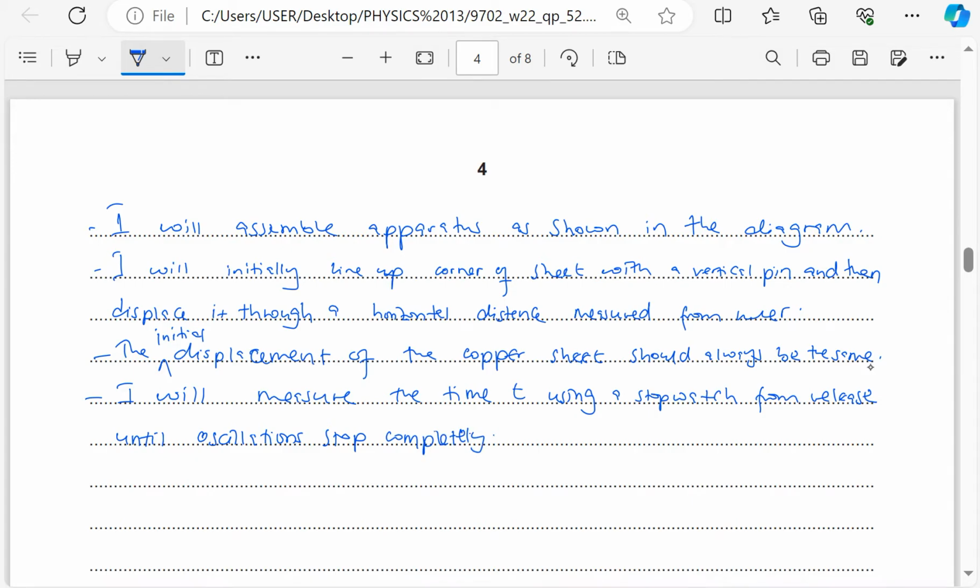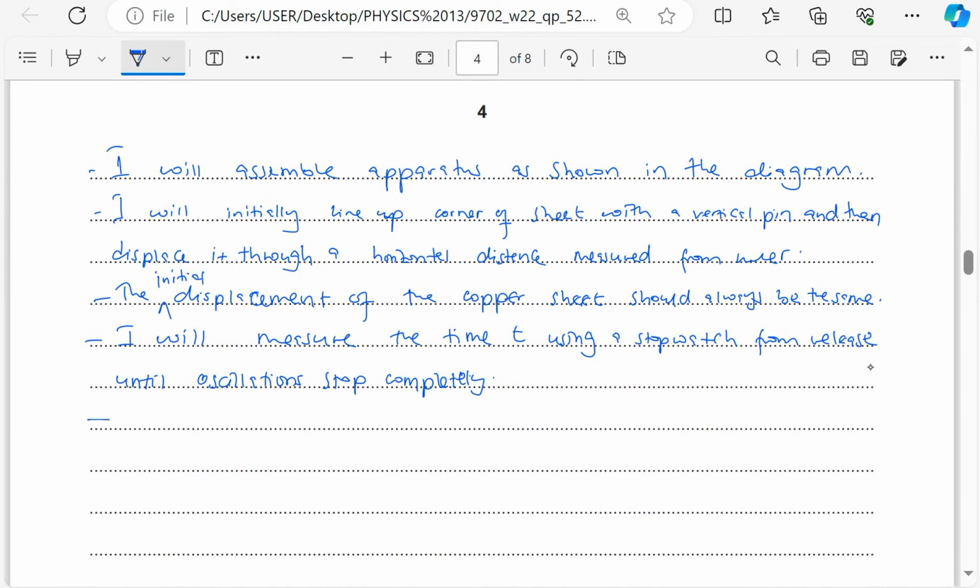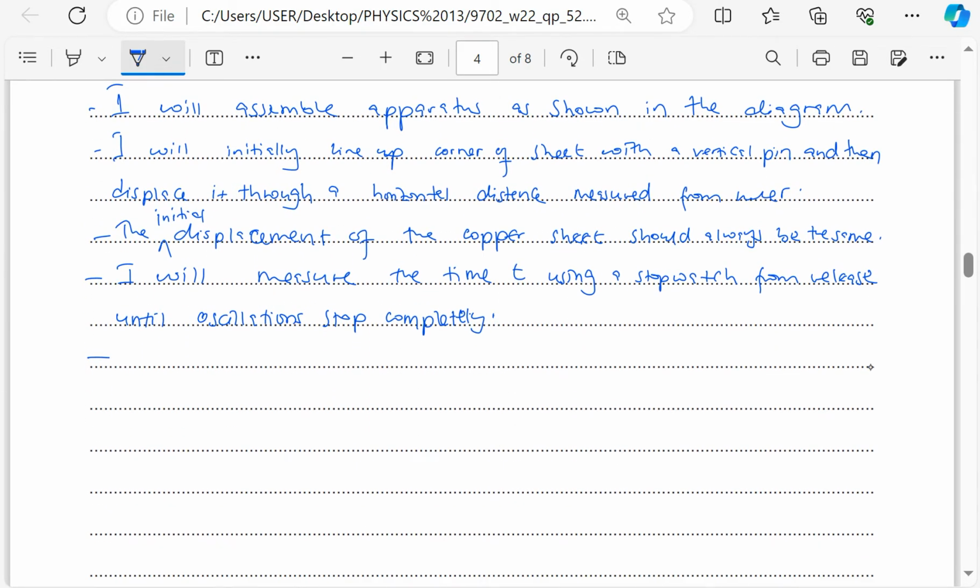Of course, every time you take a measurement involving time, it's better you repeat the measurement, because here we're not timing oscillations, but we are timing when it stops. So I'll repeat the experiment for each z and obtain an average value of t.